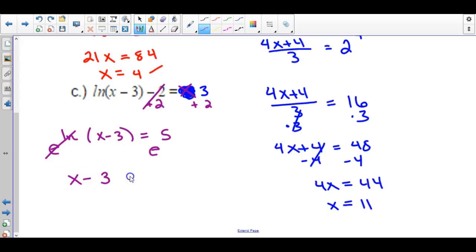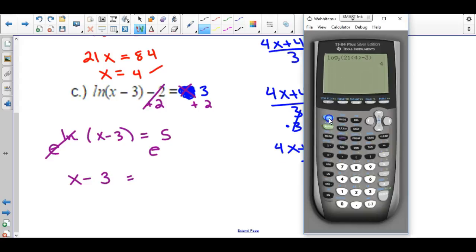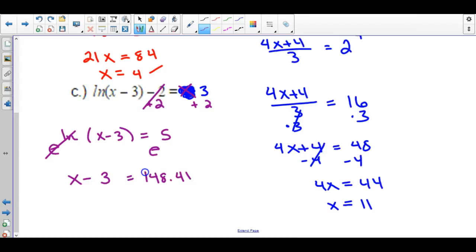I'll be left with my expression of x minus 3, and then in my calculator, I'm going to press second and then ln, and what that's going to do is bring my e value in. And e to the 5th is 148.413. And then all I'm going to do is add the 3 to both sides. So I'm going to end up with 151.413.